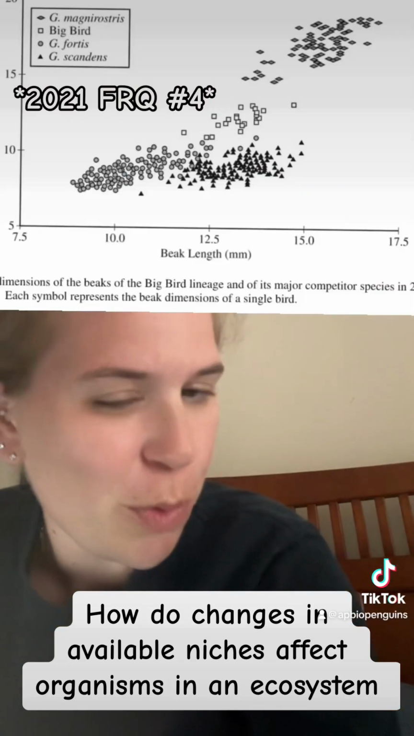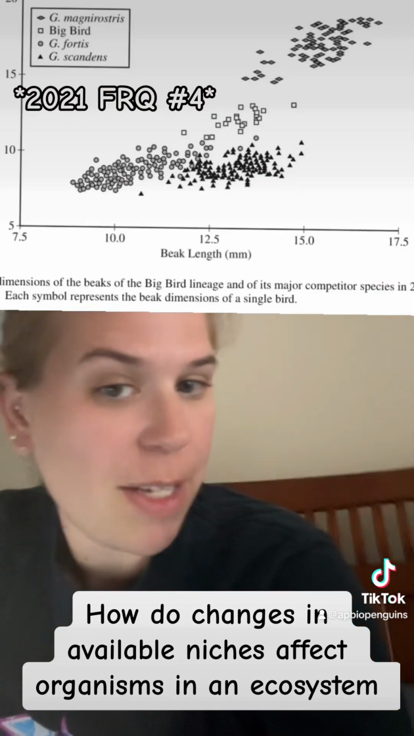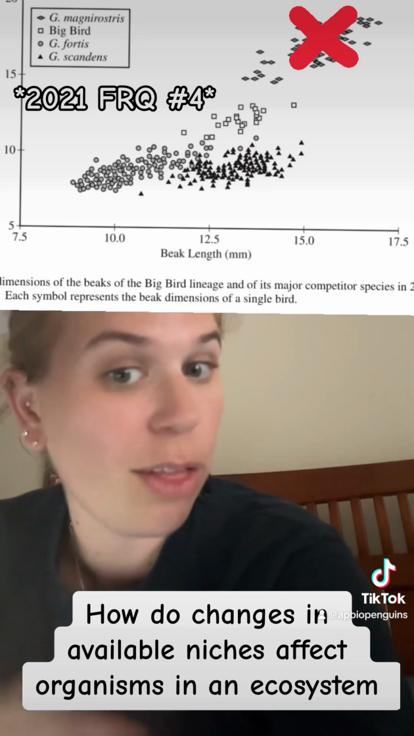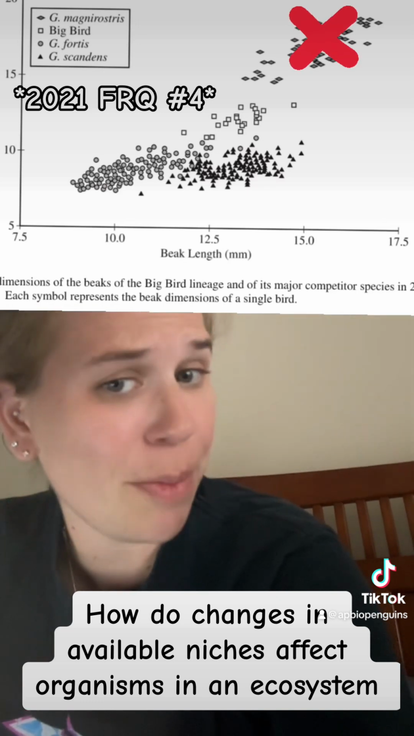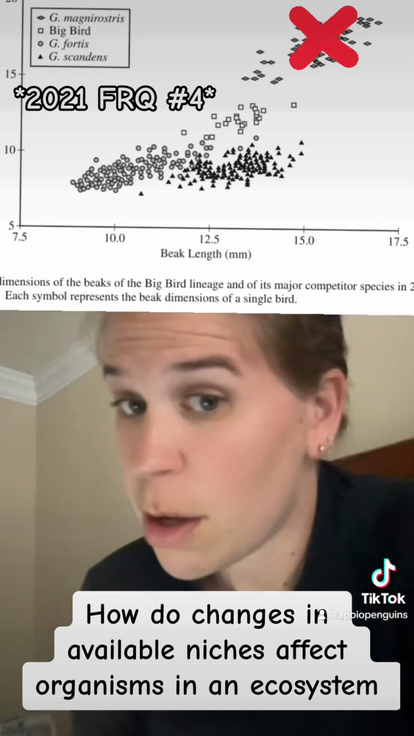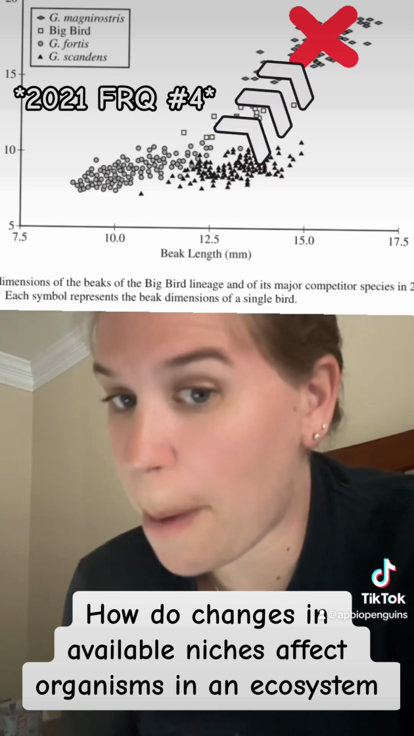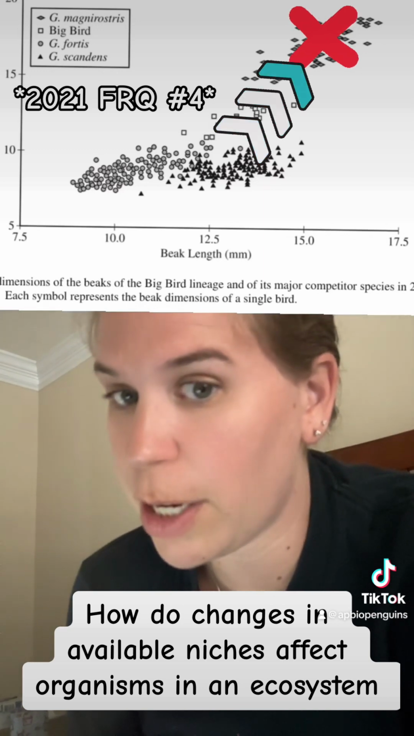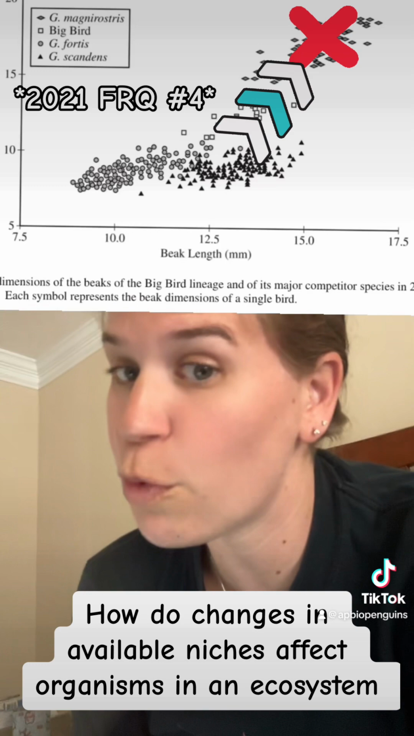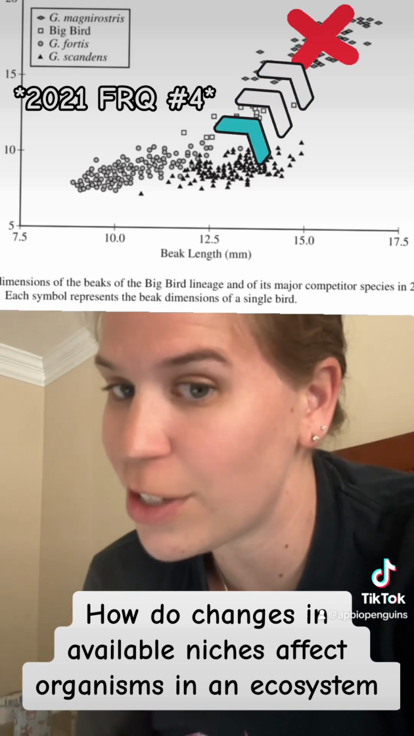Enter FRQ from 2021. So we're told the GM is infected by a virus, which causes there to be a loss of that entire species. And we're asked to predict what happens to the big bird beak. So big bird's beak is going to get larger. It'll get deeper. It'll get longer because now it has more resources. And so it'll undergo directional selection.